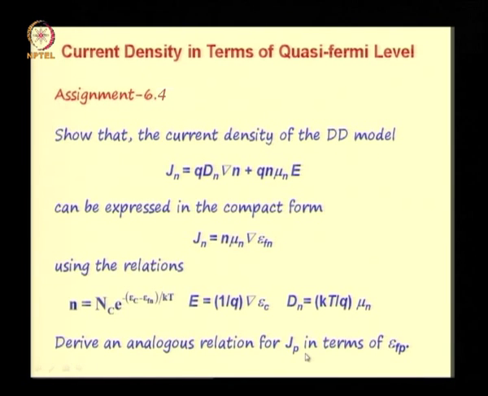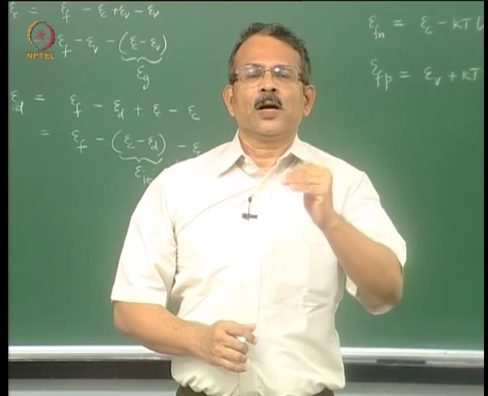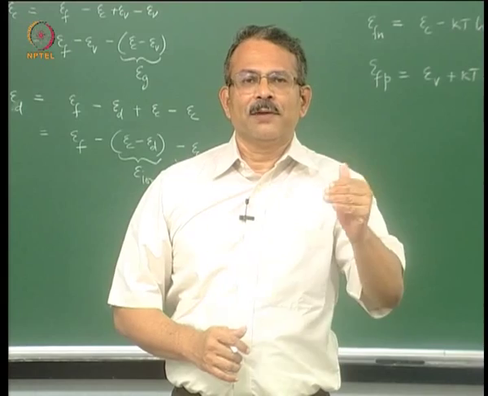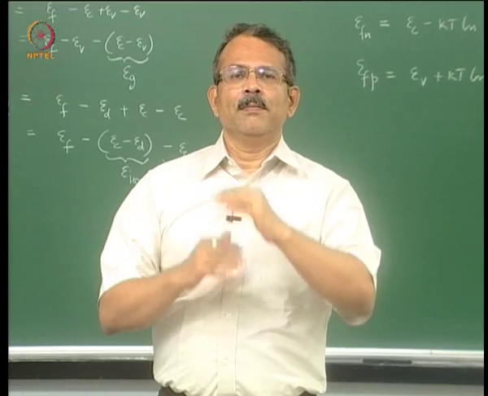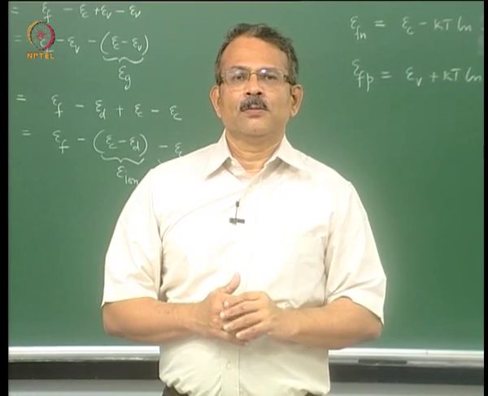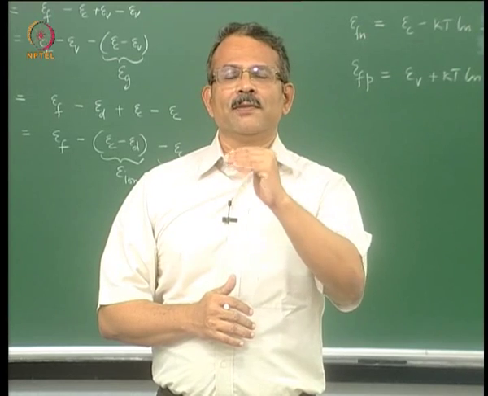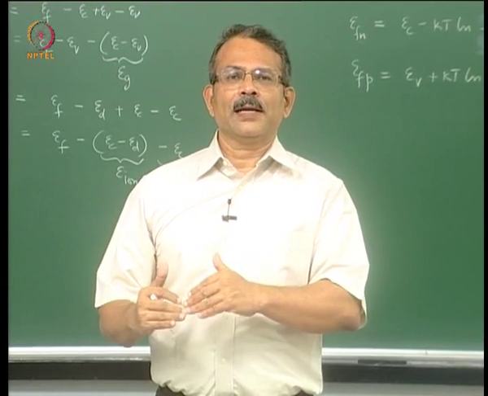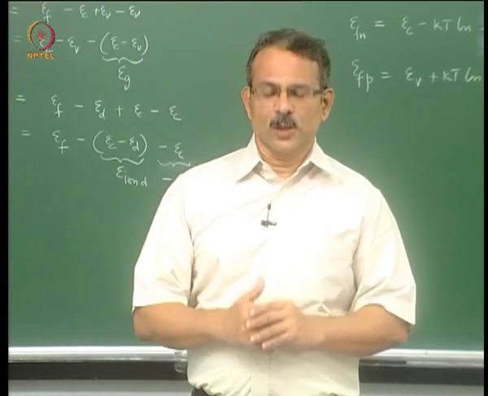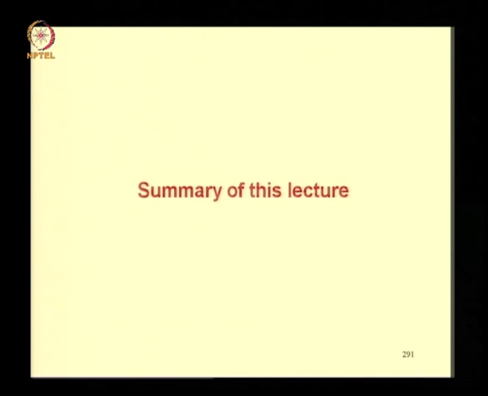Derive an analogous expression for Jp in terms of EFP. When you derive the expression for Jp, you must use gradient of EV here instead of gradient of EC. We have already explained why you should not use gradient of E naught for the electric field term in the current density expressions, because in general in a heterostructure E naught, EC and EV may not be parallel. So for conduction electrons you must use gradient of EC as the electric field acting on electrons. For holes you must use gradient of EV as the electric field acting on holes. With that, we have come to the end of the lecture.